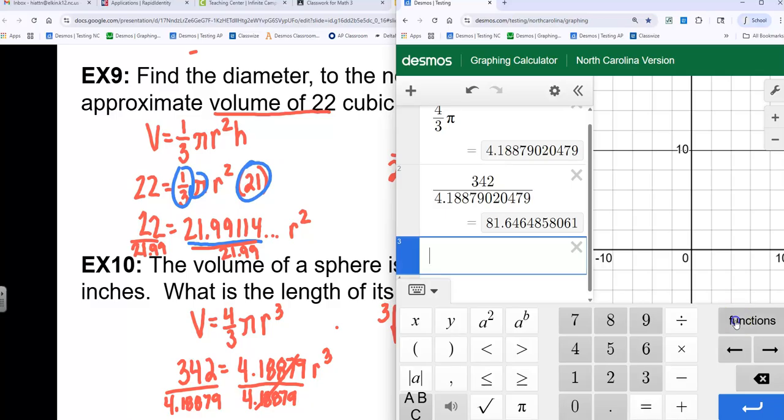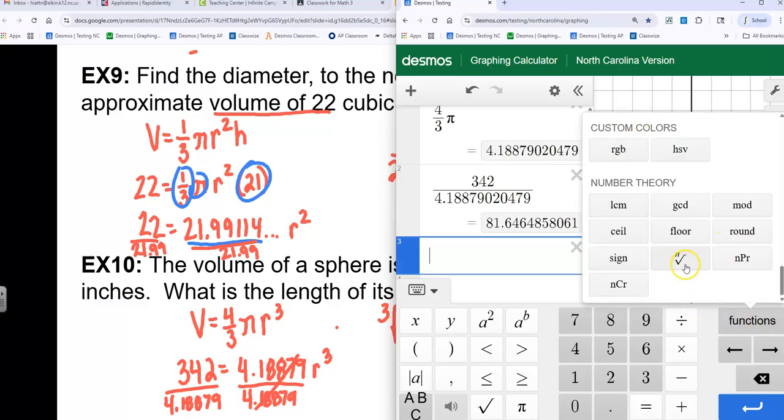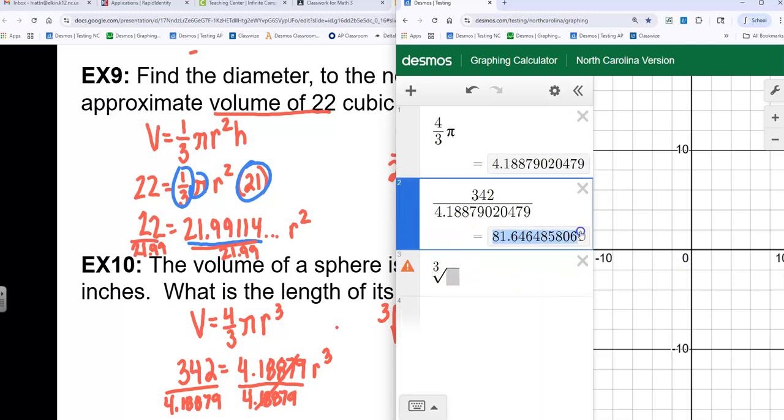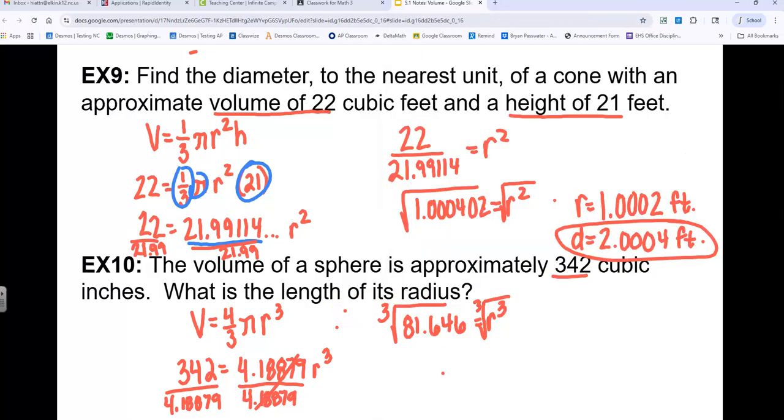It's in your menu. You go to functions. I think it's down at the very bottom. Go to the very bottom. There's a root. And you can type a little 3 out here. Copy. And paste this number here. And we're getting 4.338. So my radius equals 4.338 inches.